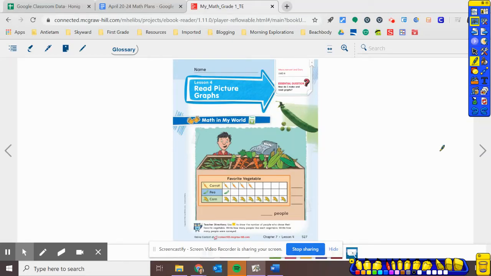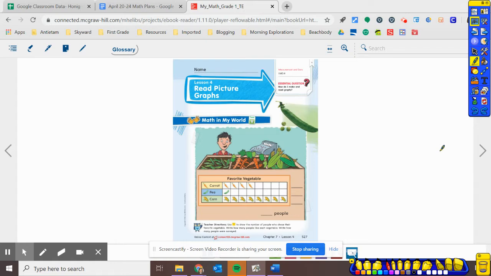Hello, first grade. Today we are going to be doing Chapter 7, Lesson 4. So I need you to make sure that you have a pencil ready to go and that you have your math book sitting in front of you. And you're going to need to turn to page 527. That's 527. If you need to turn there, then pause the video and unpause when you're ready to go.